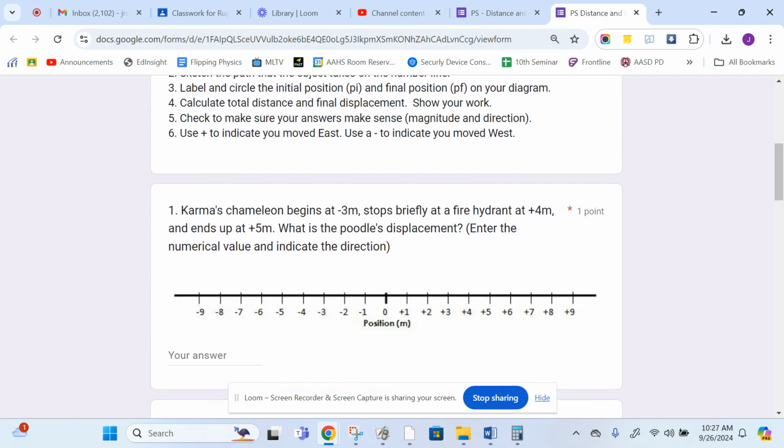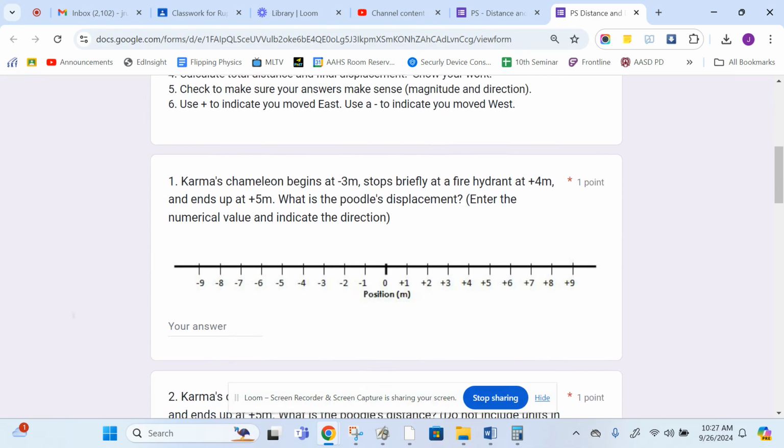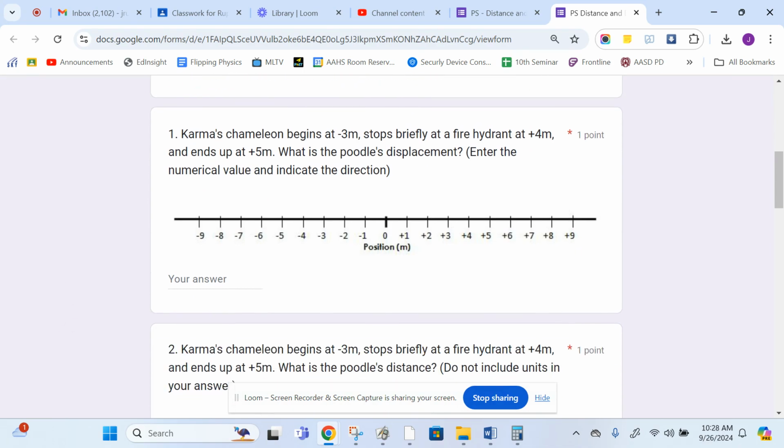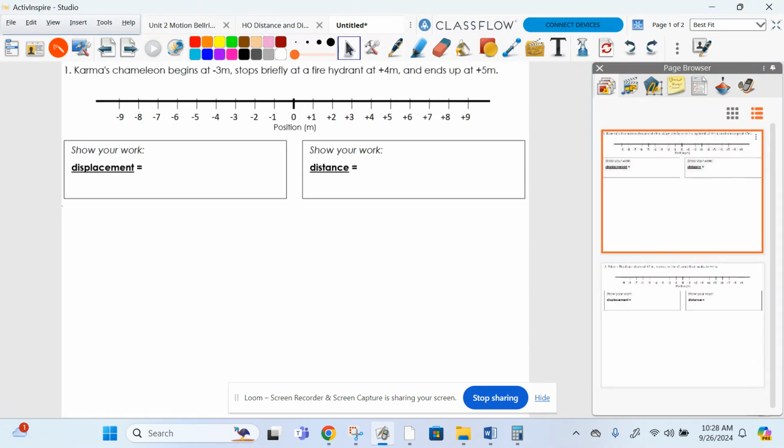I have a little flip chart that I'm going to open up and do the workout, but each one's kind of set up. Left side is the first one with the displacement, and then the one on the right is the distance calculation. So here, I'm looking at Karma's chameleon. Karma's chameleon begins at -3. -3 is my beginning, so I just make a little circle. I label that as PI, my starting point, my initial position.